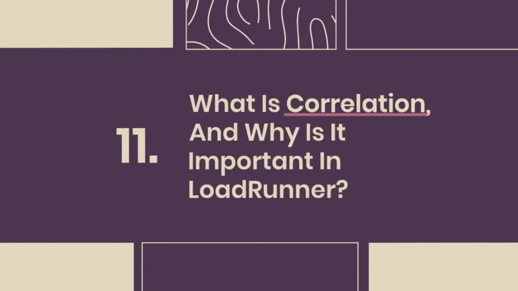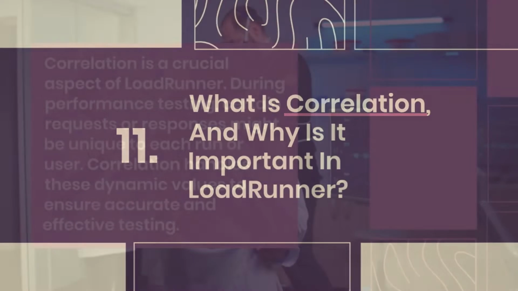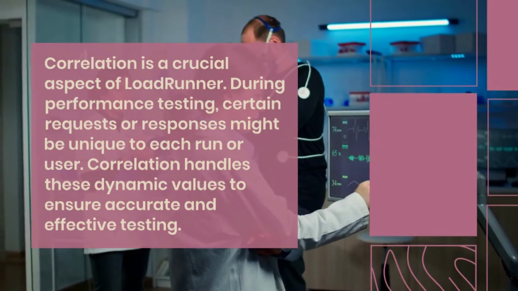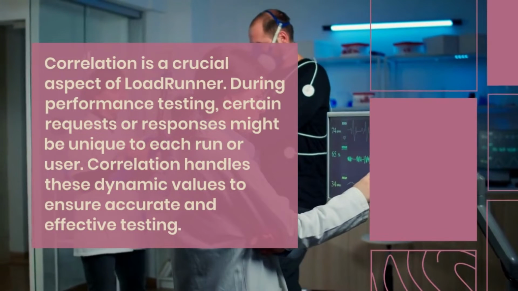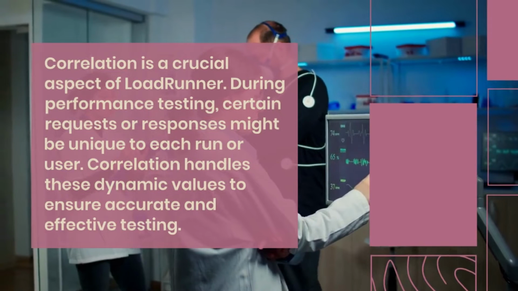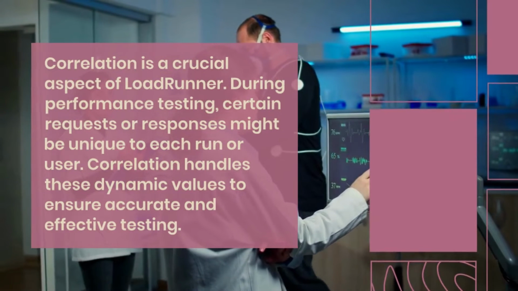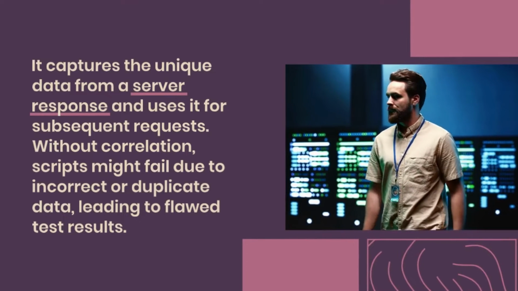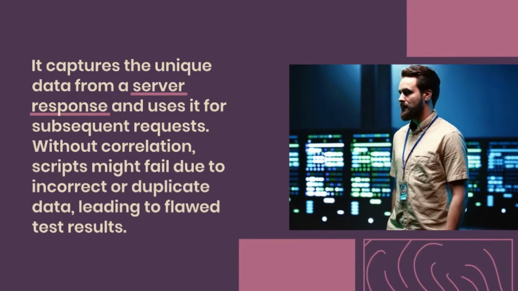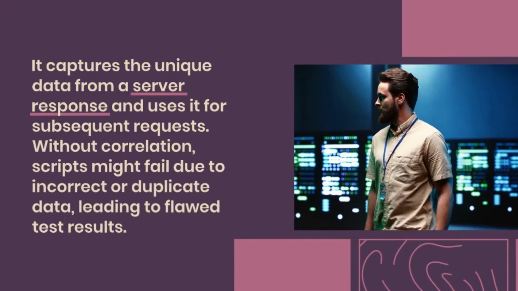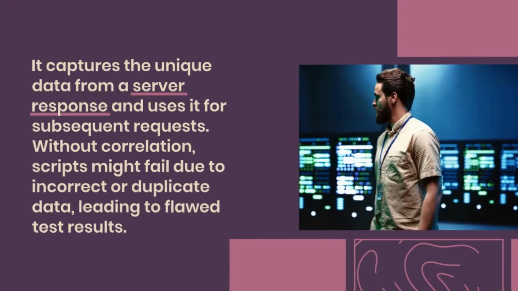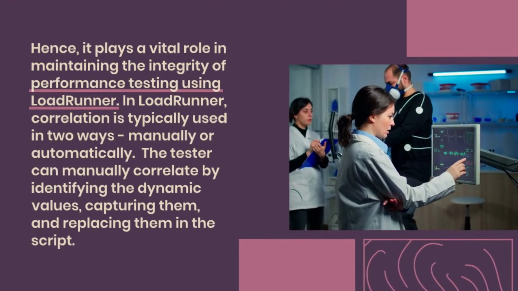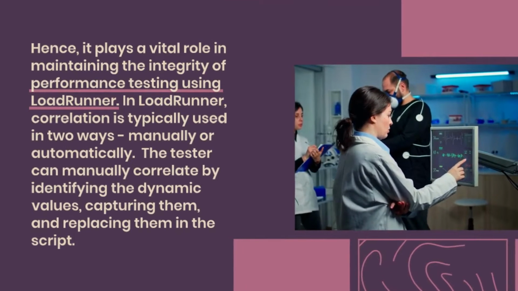11. What is correlation, and why is it important in LoadRunner? Correlation is a crucial aspect of LoadRunner. During performance testing, certain requests or responses might be unique to each run or user. Correlation handles these dynamic values to ensure accurate and effective testing. It captures the unique data from a server response and uses it for subsequent requests. Without correlation, scripts might fail due to incorrect or duplicate data, leading to flawed test results. Hence, it plays a vital role in maintaining the integrity of performance testing using LoadRunner.